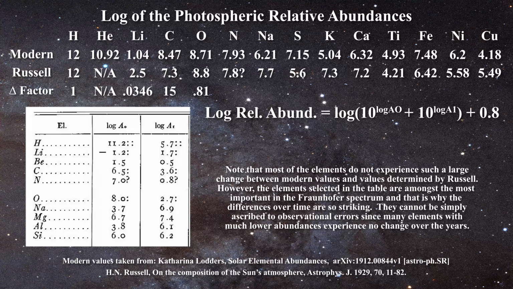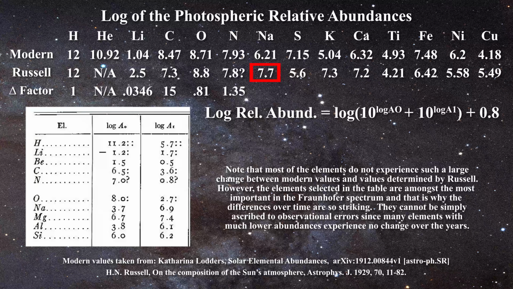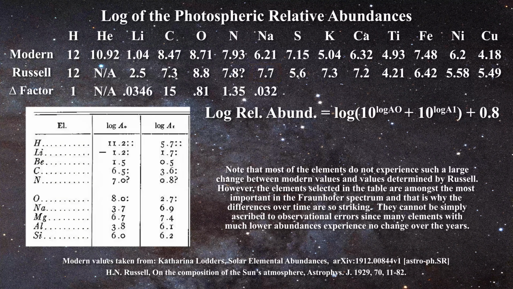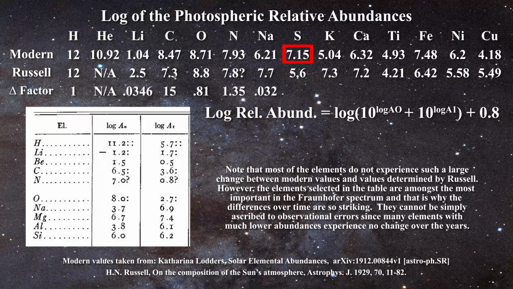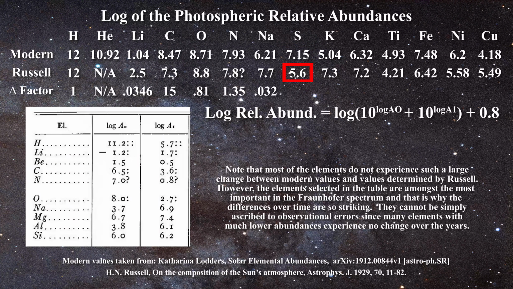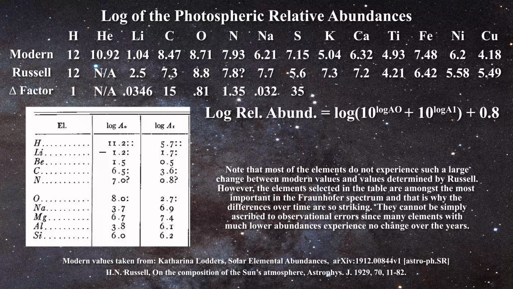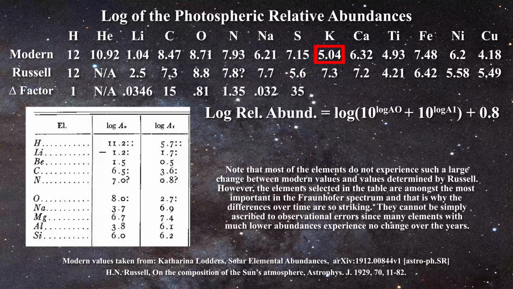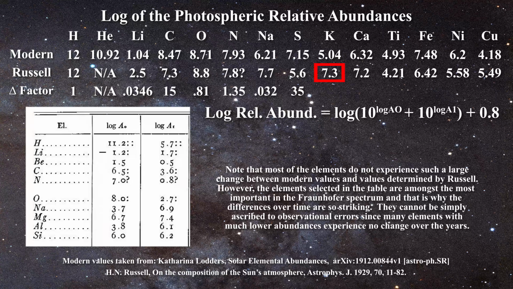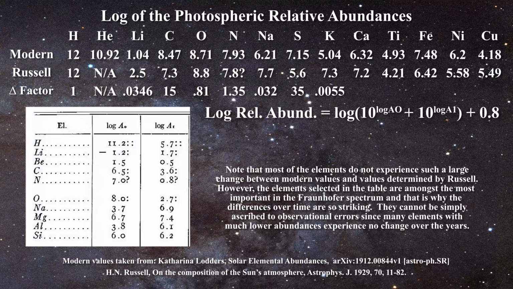Next, have a look at sodium with an accepted modern value of 6.21. The computed value from Russell is 7.7. So the value for sodium has decreased by a phenomenal factor of 30. Then we come to sulfur with an accepted modern value of 7.15. The value calculated from Russell is 5.6. As a result, the relative abundance for sulfur has now increased by a phenomenal factor of 35. As for potassium, it has an accepted modern value of 5.04 and the value derived from Russell is 7.3. Therefore, the relative abundance for potassium has now decreased by an absolutely phenomenal factor of 181.